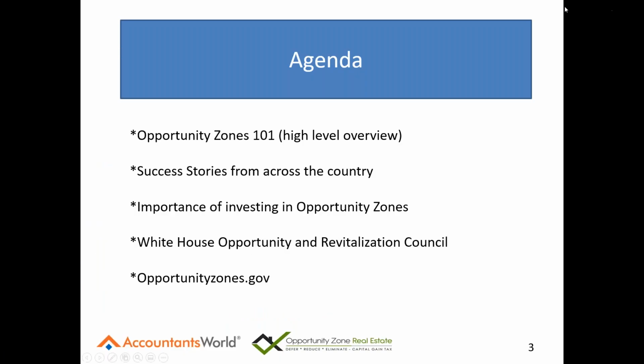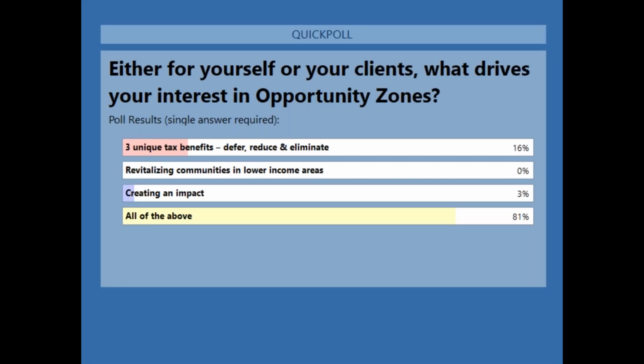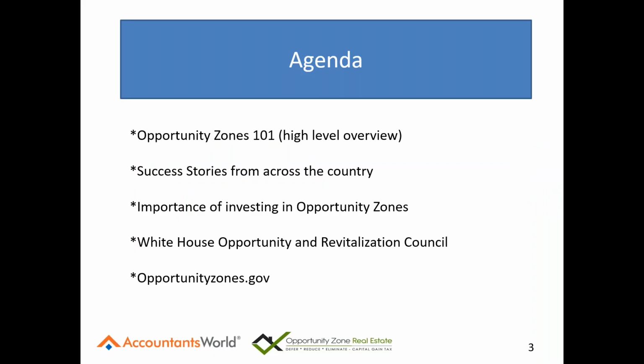And let's share those results really quickly. So it looks like 16% said the 3 unique tax benefits: defer, reduce, and eliminate. 3% said creating an impact, and 81% said all of the above. Rakesh and Scott, does that sort of go with what you're saying here with the content, that all of these would be benefits for everybody?